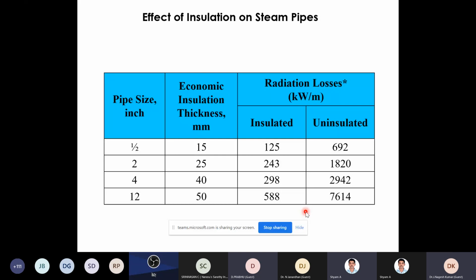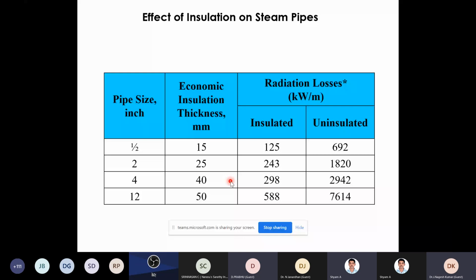So here you can see the impact of insulation. There is a half-inch line, and a thickness of 15 mm has been provided. If it is insulated, the radiation loss is only 125 kilowatt per meter. If you don't insulate, it's almost 6 times, 692 kilowatt per meter. So as you can see, there's a dramatic effect of insulation.